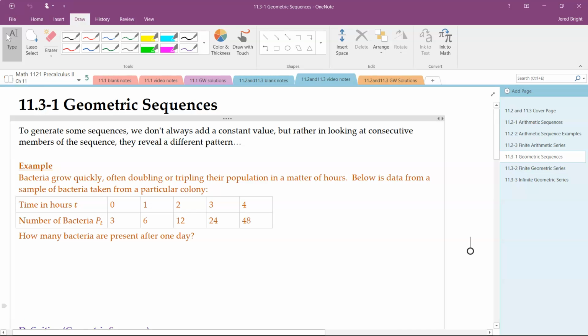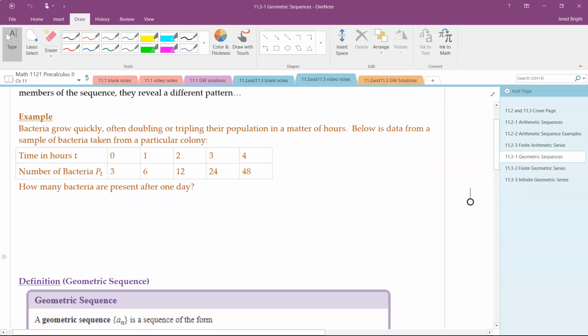Okay, so a famous example with this is bacteria. You can sit and count bacteria, but the idea is that in this example, if you look between successive observations, we are saying there's 3. Now from 3 to 6, that is either plus 3 or times 2. I don't know which one is relevant. Next, I have plus 6 or times 2. So it's not arithmetic because the difference isn't constant.